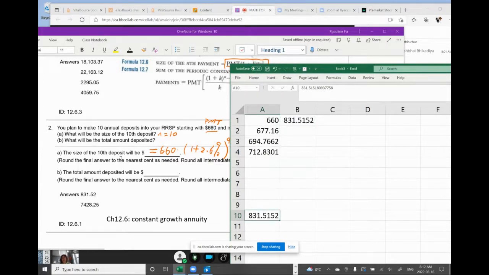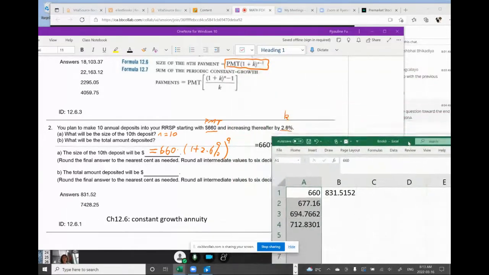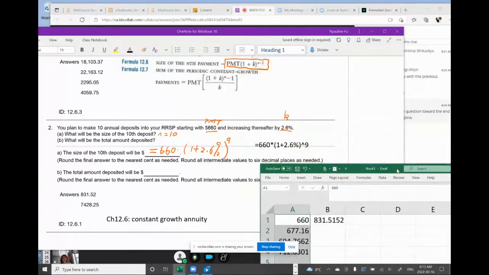Okay, so for the second question, the total payment, you add all these numbers together. Of course, you have to figure out the size of the 5th year, 6th year, second year. Then you add all these numbers together. This is one way to do it. Another way, use formula.